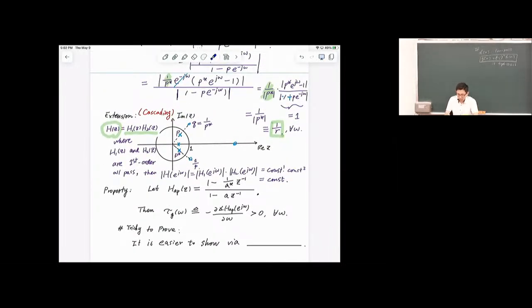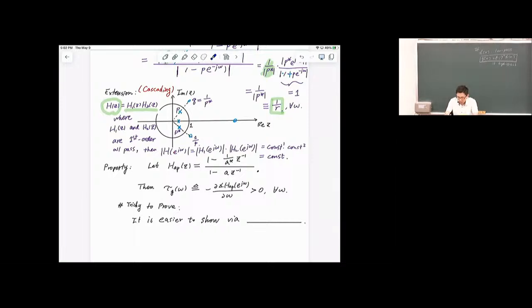But next, I want to show you that an all-pass filter has also another nice and important property: its group delay. The group delay will always be positive at any frequency. The group delay of any all-pass filter that you might construct like that. Turns out that any all-pass system that you construct like this will always have a positive group delay at any given frequency.